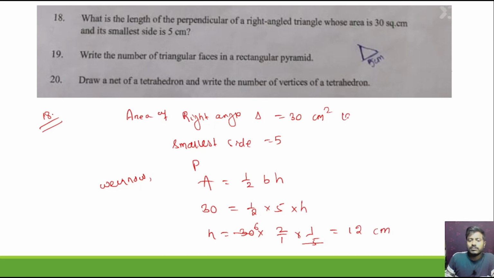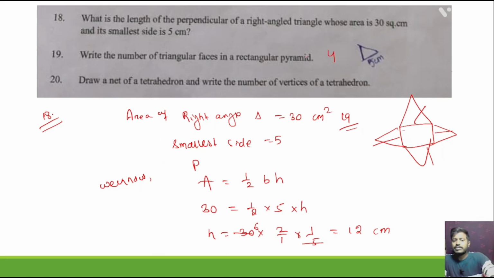Question number 19. Write the number of triangular faces of a rectangular pyramid. So a rectangular pyramid has 4 triangular faces. 1, 2, 3, 4. Yes or no? So the answer is 4.